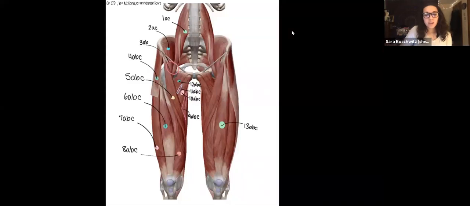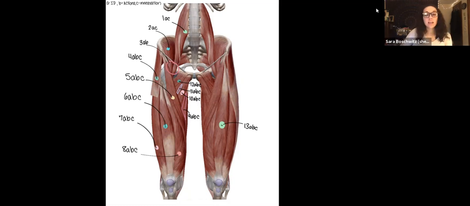All right, hello everybody. So this is going to be a review video for the muscles of the hip. So most of the muscles acting on the hip and some that are also acting on the knee. So I've already labeled all the muscles. We're starting on the anterior view.